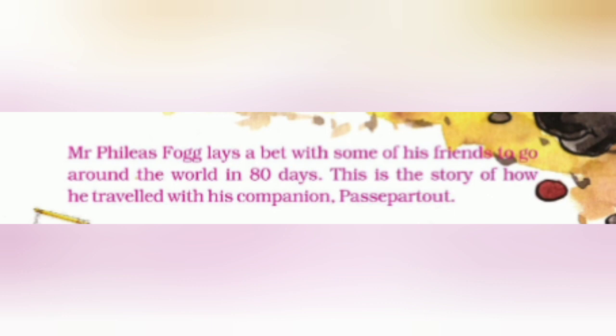So this is the story about Mr. Phileas Fogg. He lays a bet with his friends that he would travel around the world in 80 days. And this is the story of how he travelled with his partner Passepartout. Let's read the story and find out how was his experience.